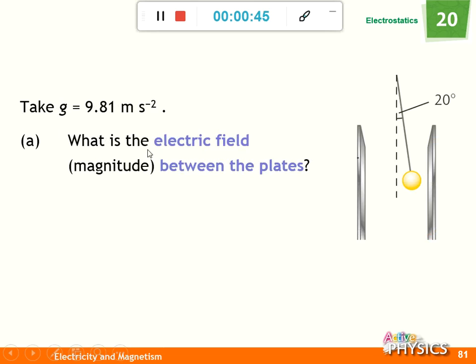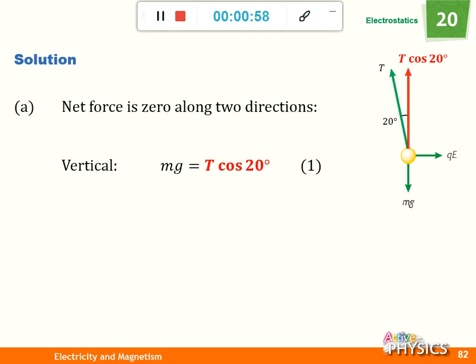Okay, first part, what is the electric field between the metal plates? Once again, this one is the metal plate. In order to find out the electric field strength, you should use the formula V over D. But here, we haven't any V or D, we only know the angle. Then this one is a mechanics problem.